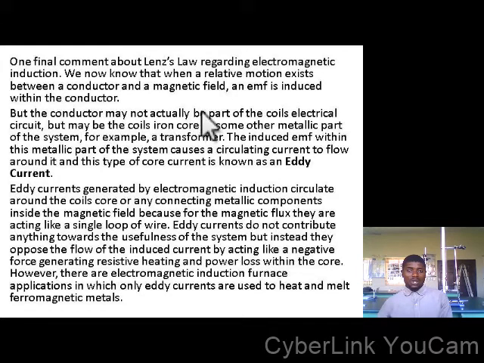The conductor may not actually be part of the coil's electrical circuit, but may be the coil's iron core or some other metallic part of the system, for example, a transformer. The induced EMF within this metallic part of the system causes what? A circulating current to flow around it, and this type of current is known as what? Eddy current.